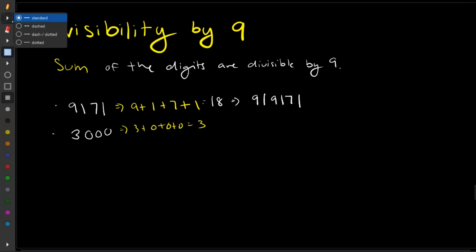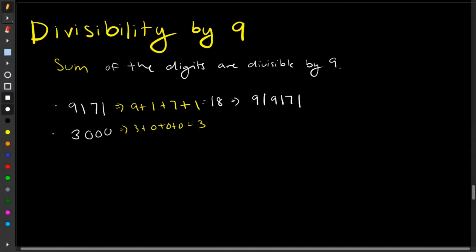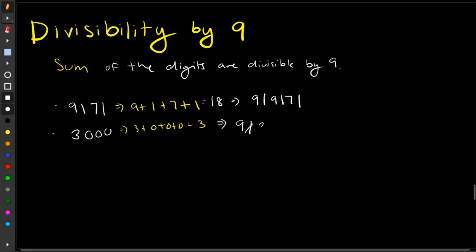So just be careful, since it's often confusing that if we check if it is divisible by 3, we immediately conclude that it is divisible by 9. So just take note of that. So we have 9 does not divide 3,000.